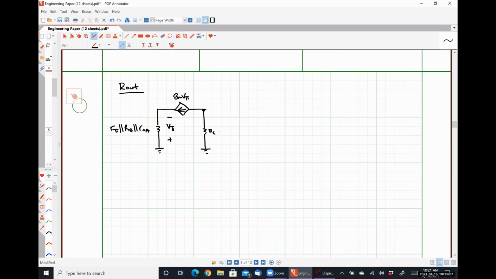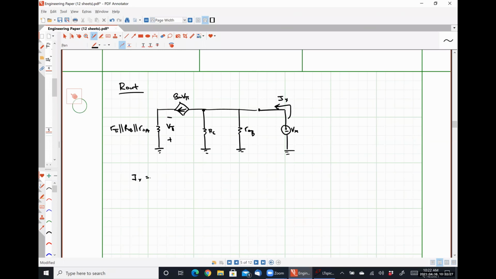Here's RC. Here's R naught B. Here's my output node, so I'm going to apply some voltage, Vx, and measure the current, Ix. All right, so this should be fairly straightforward.